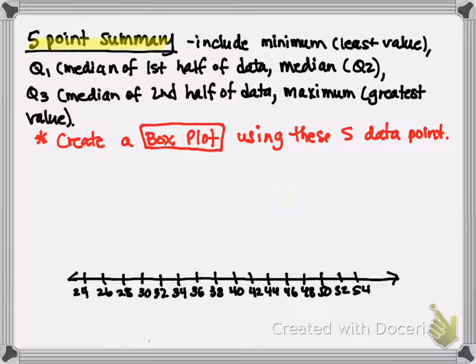I usually want to have no more than 15 numbers that I'm putting on my number line is kind of the rule of thumb. So put in our number. So what was the minimum in our set of data? 24. So what I do is above the number line, I mark a dot at 24.